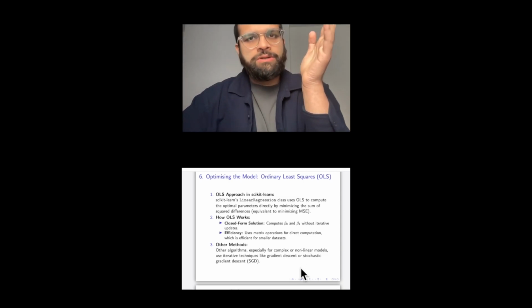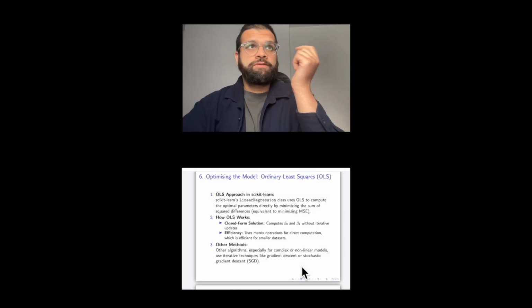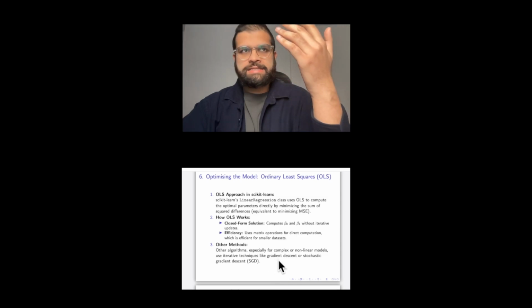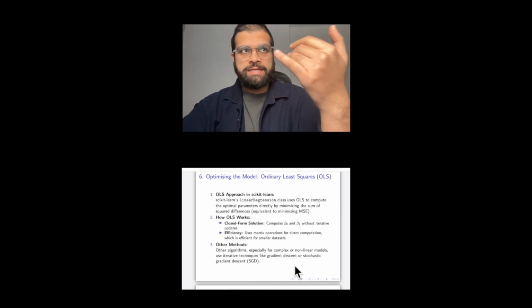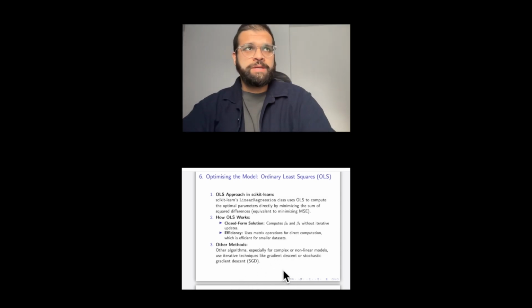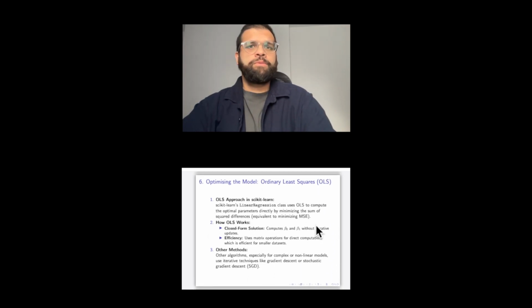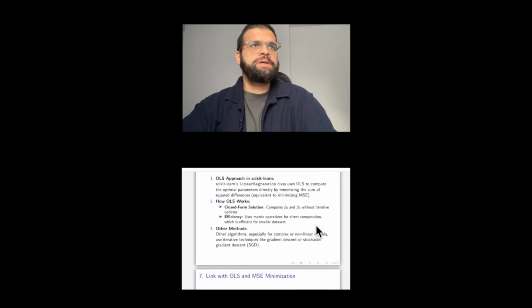Now, other machine learning algorithms, or you can also develop linear regression like this, don't use ordinary least squares, but they can use things like gradient descent or stochastic gradient descent. So keep that in mind. The optimization part is very important in most machine learning algorithms.